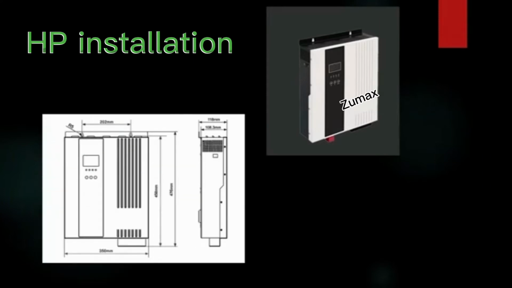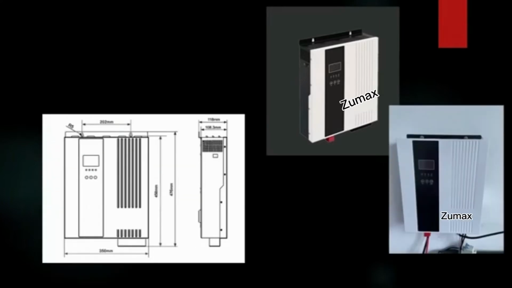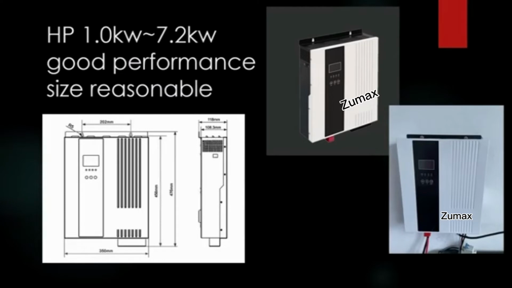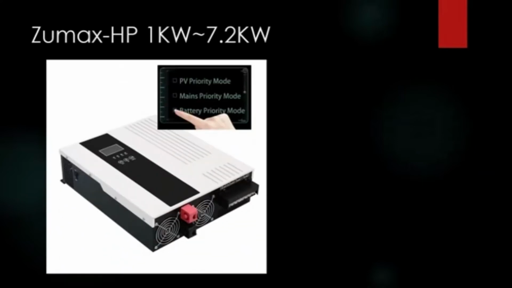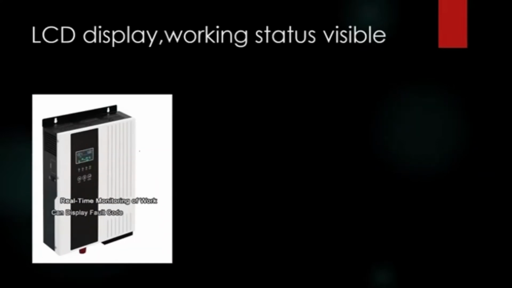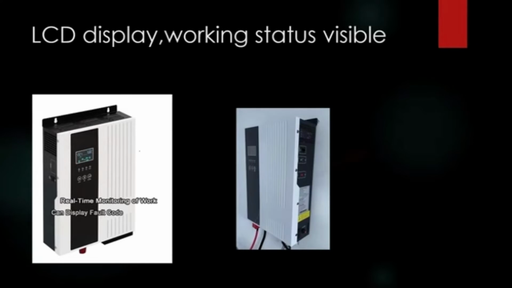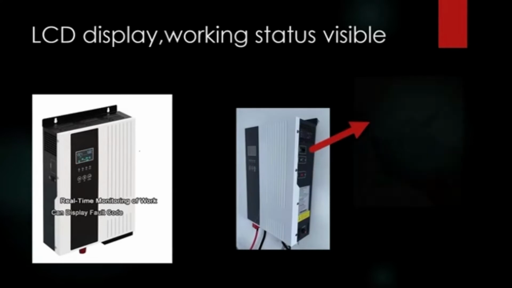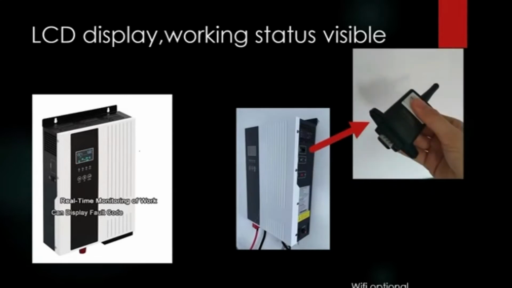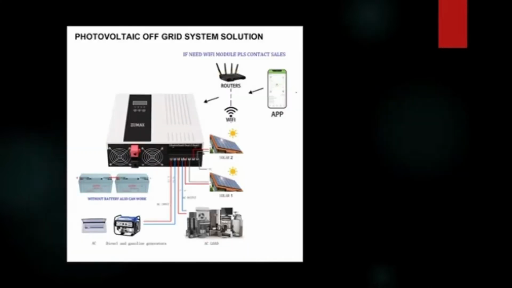Here we introduce the HP installation. First of all, it has a reasonable size, good design and good performance. It has three kinds of priority mode: PV, mains and battery. You can select the one best for you. The LCD display makes the working status visible. It can connect to Wi-Fi. Wi-Fi is optional.